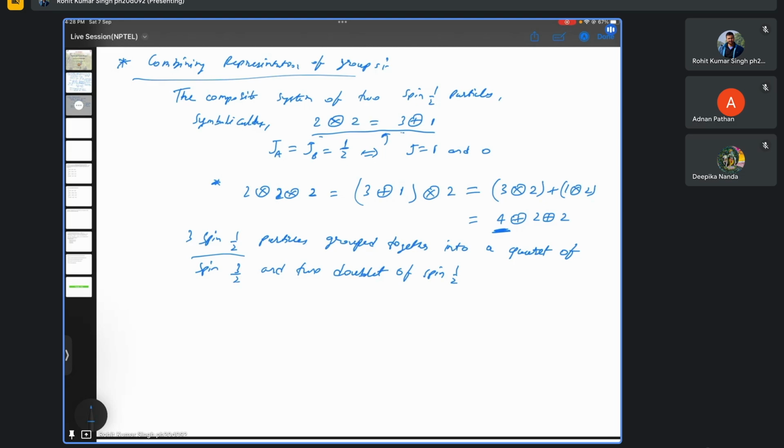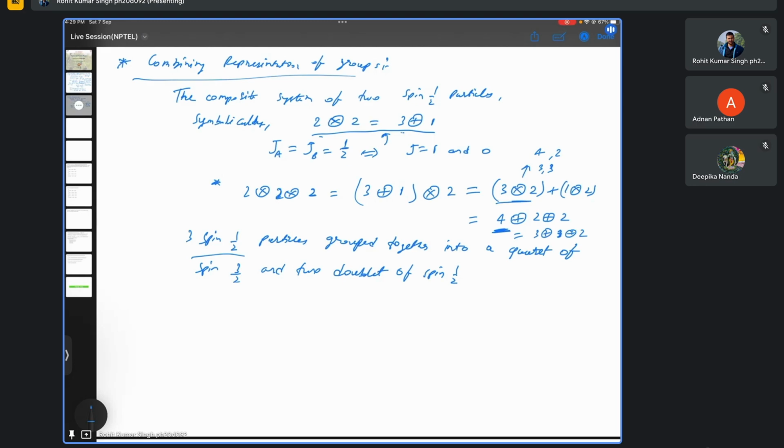So similarly here, 3 cross 2, just multiplying this you get 6, right? And 6 can be broken down into either 4 and 2 or 3 and 3, right? But so you can also get 3 plus 3 plus 2.